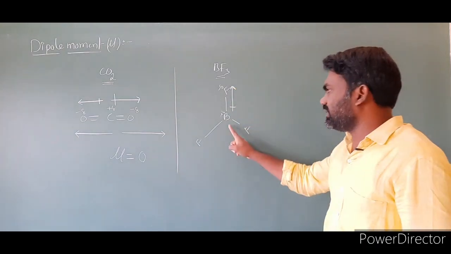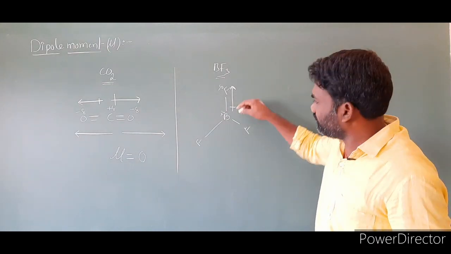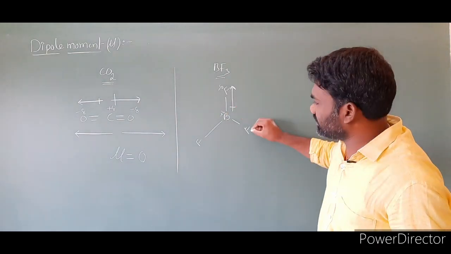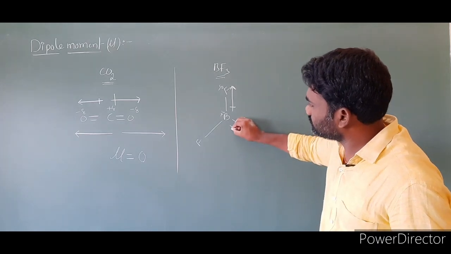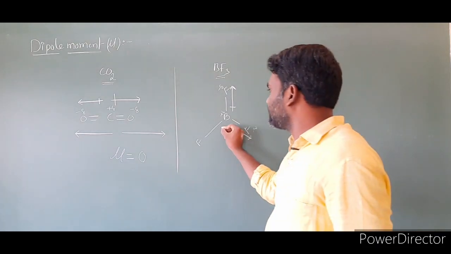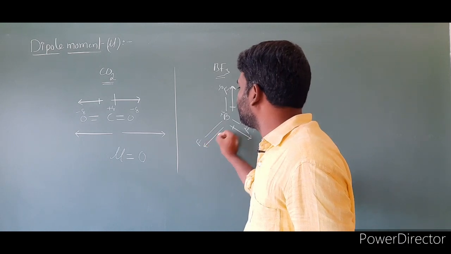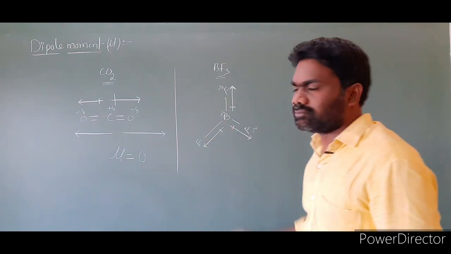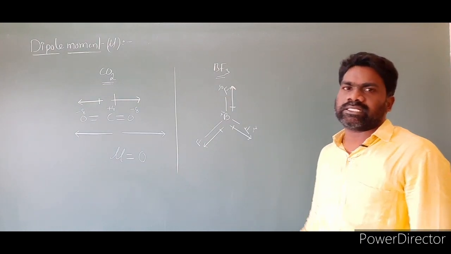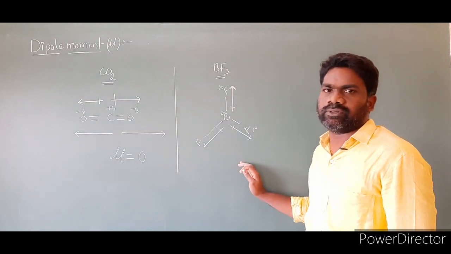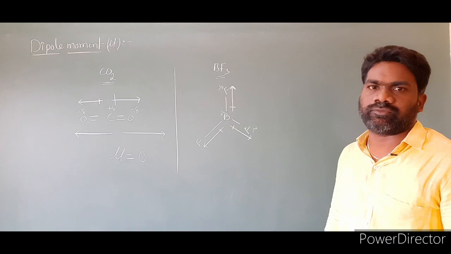For this case, what is the bond dipole? This is positive, this is negative. The bond dipole is like this. Clear? For this case, the bond dipole is like this. So these are the bond dipoles of this molecule. What is the resultant dipole moment? Mu is equal to 0 or mu not equal to 0, we have to find out.